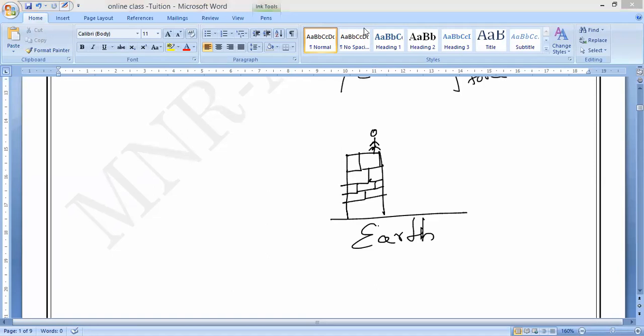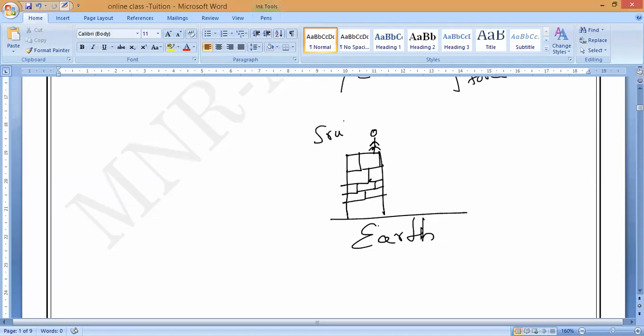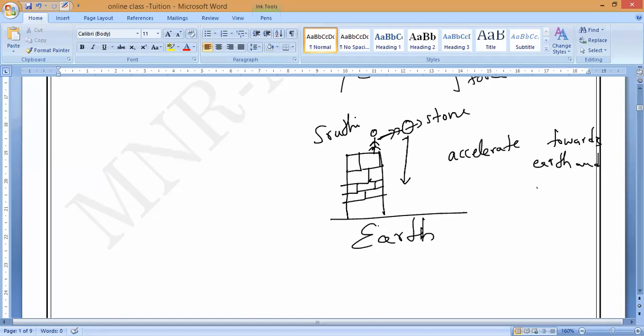Let me take Shruti only. So Shruti is standing here. Now Shruti is having something in her hands. What is that? In her hands, she is having a stone. Now, she will release this stone. What will happen? The stone will start falling downward. So it will accelerate towards earth and fall down. Is it yes or no? Yes, sir.